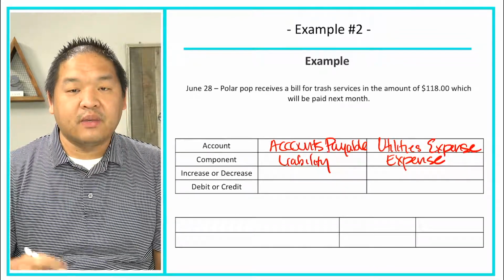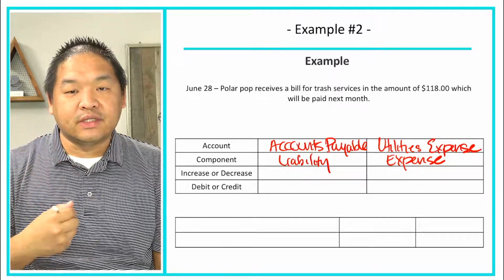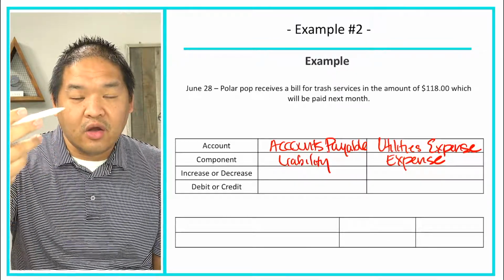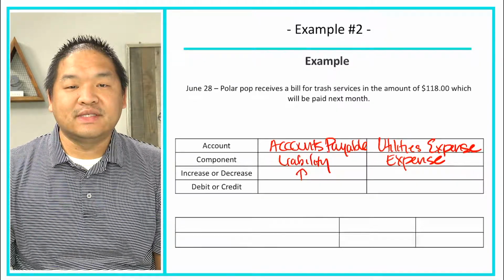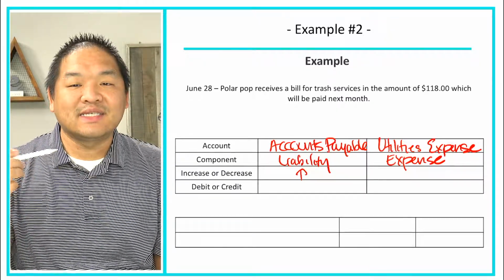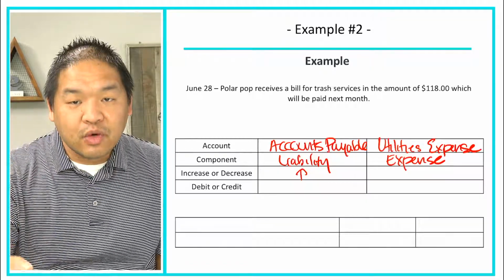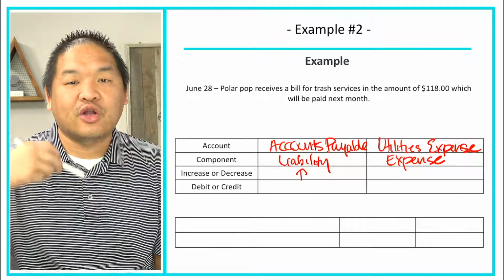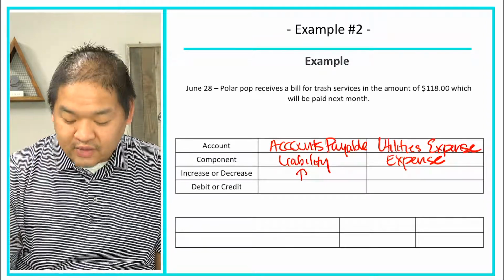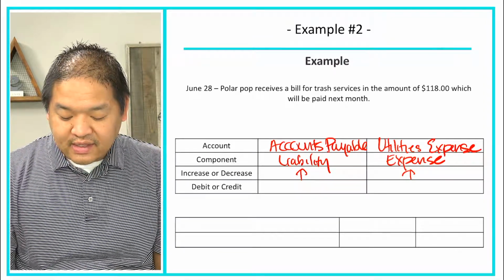All right, so accounts payable is a liability. Did it increase or decrease? Well, I owe more. Because I owe more, we're increasing this account. What about utilities expense? Well, utility expense is an expense. I incurred more expenses. We said an expense is like a scorecard. The more that I incurred, we increase that scorecard over time. So we're going to increase that expense.